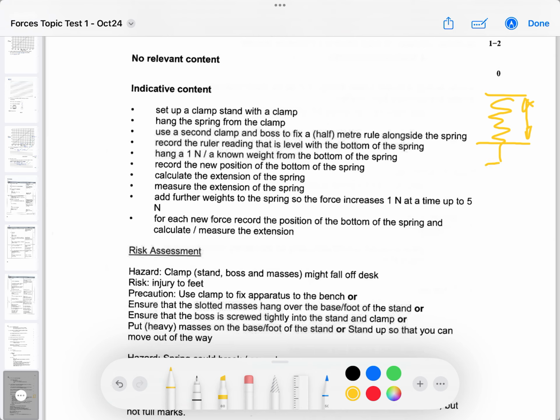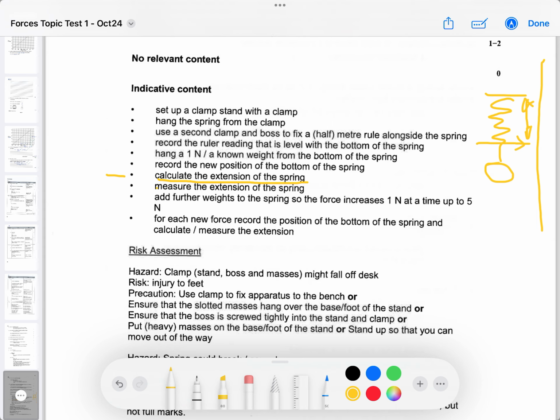So then you hang the masses on here. You could hang, say, a 1 Newton mass or a known weight from the bottom of the spring. Record the new position, so as it goes down, with the ruler fixed to the side, you can just read off where it is on the ruler and write the meter ruler reading. Then you work out the difference from the starting position to calculate the extension, because the extension is a calculation. It's the finishing position minus the initial position, because you want the total extension.